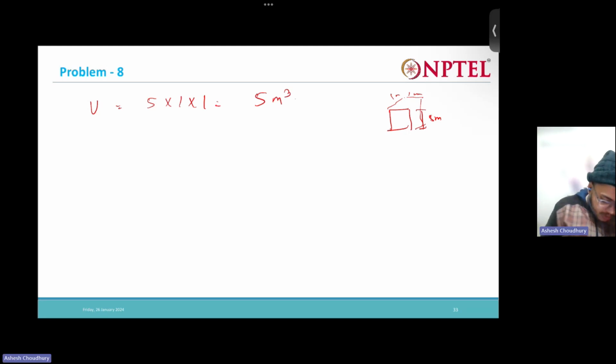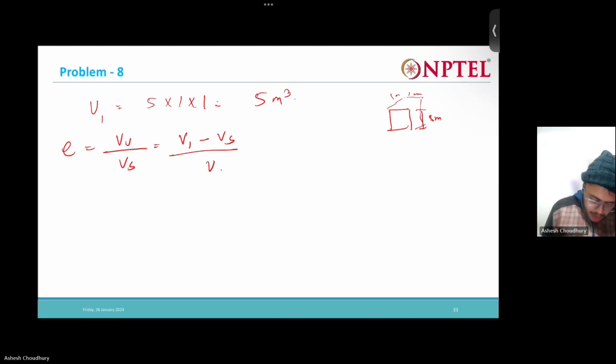Now, what is E? E is volume of voids by volume of solids. So E equals (V1 minus Vs) by Vs. E I know is 0.70, V1 I know is 5. So from this relation I can get Vs equal to 2.94 meter cube.